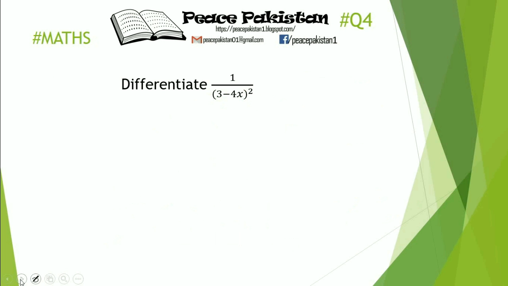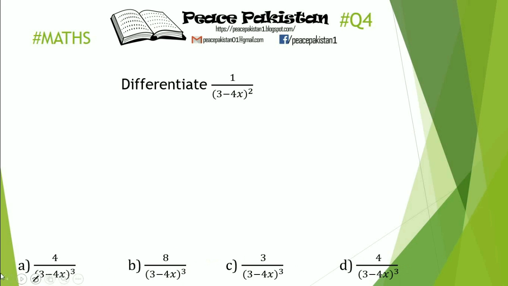Now moving towards the fourth question: differentiate 1 upon (3 − 4x) whole square. If you remember the formulas of differentiation, it is very easy for you to solve this problem. If you don't remember the formulas, don't worry, learn them now. Options given are these. We don't know the answer yet. Okay, now we will move.